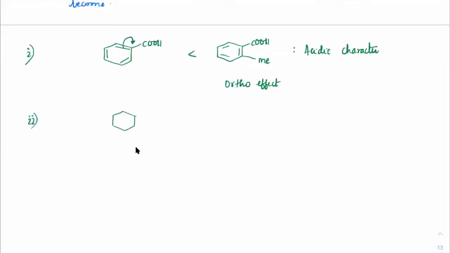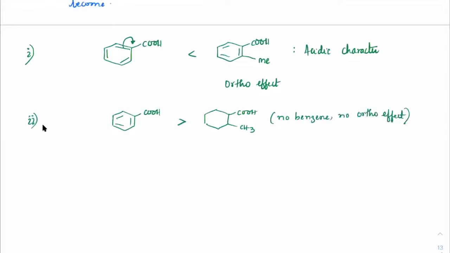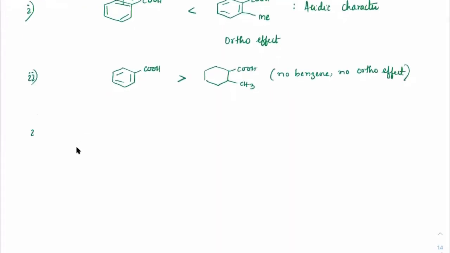Suppose you have this benzoic acid, and you're comparing with cyclopropyl carboxylic acid, with some methyl present on it. Here there is no resonance originally also. Are you getting it? But phenyl will have more minus effect here, so that's why this would be more acidic. So no benzene, no ortho effect. So two benzene groups with ortho position will have to be compared.